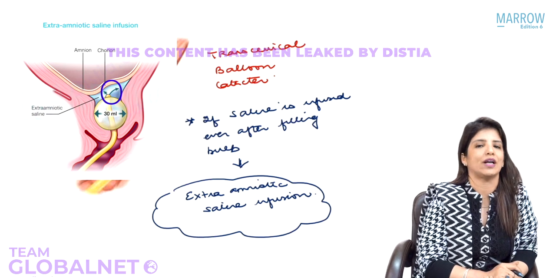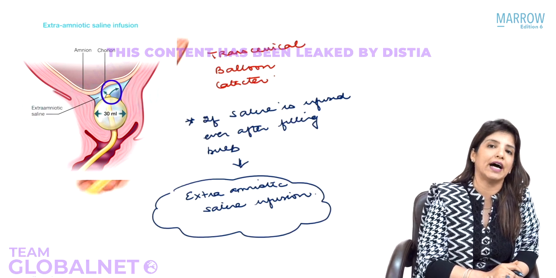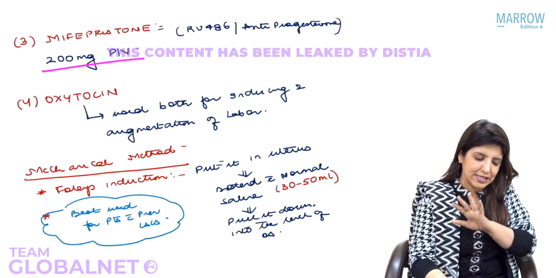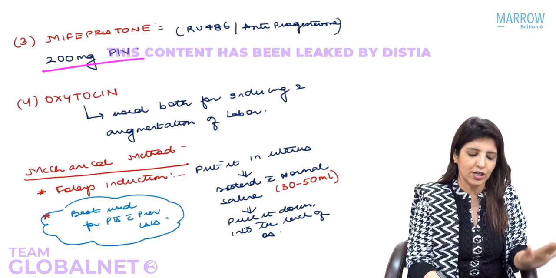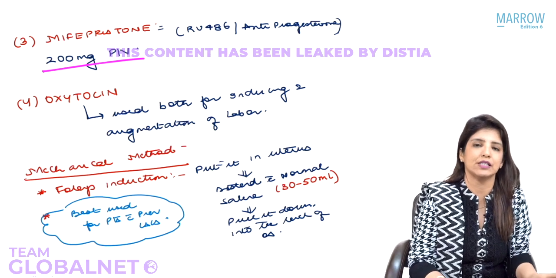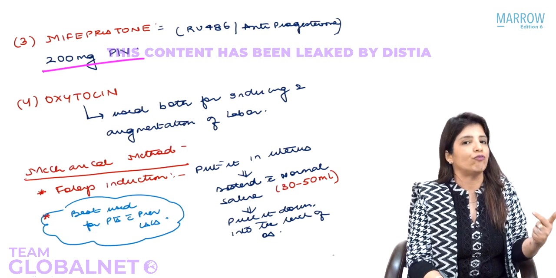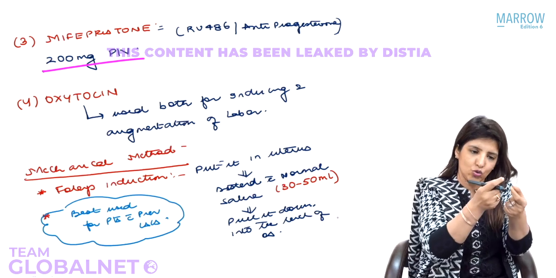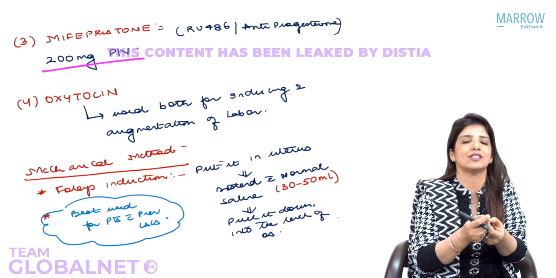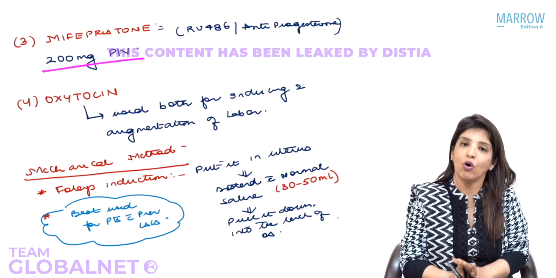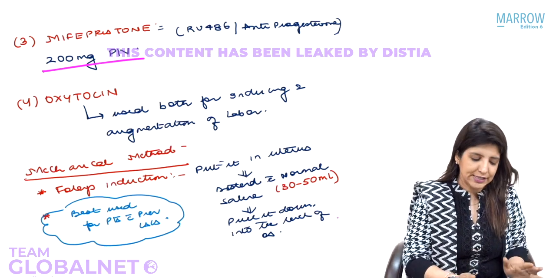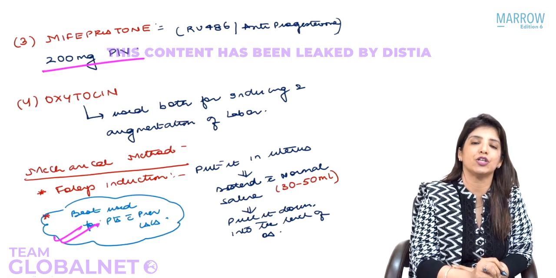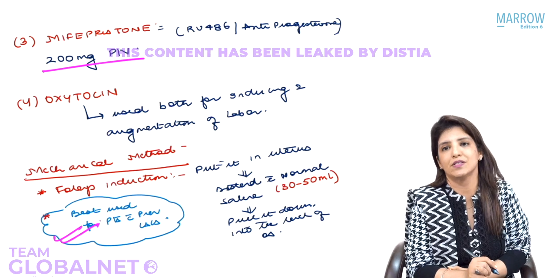So that is what is called extra amniotic saline infusion. But the most commonly used is simply Foley's induction, in which you have to put a Foley's catheter in the uterus. You have to inflate its bulb with 30 to 50 ml of normal saline, and then pull it a little so that it rests at the level of the internal os. Now, this is the best method for inducing labor in patients with previous cesarean section.